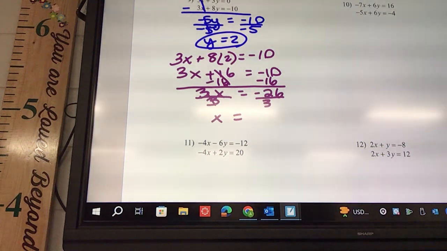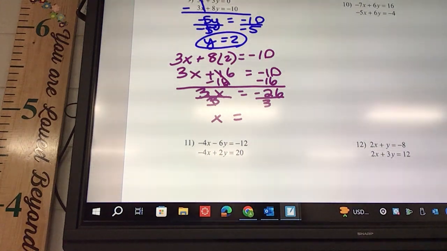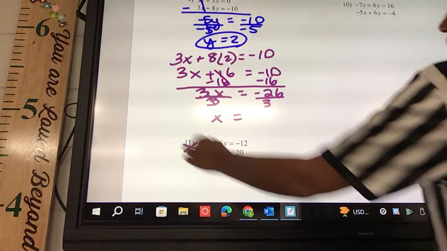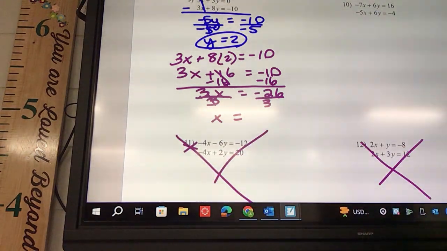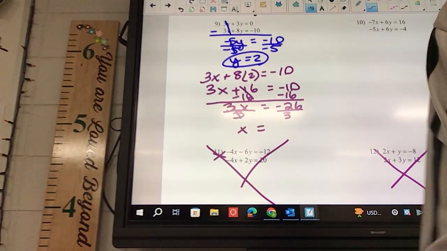Okay, 11 and 12, you guys are gonna cross out. Don't do me no little baby cross out. Okay, cross them out. So I'm grading them. I remember because I'll forget.